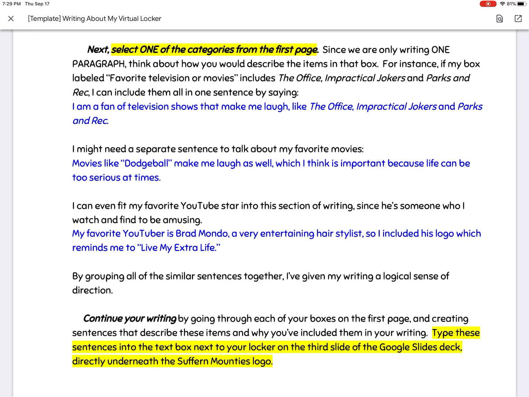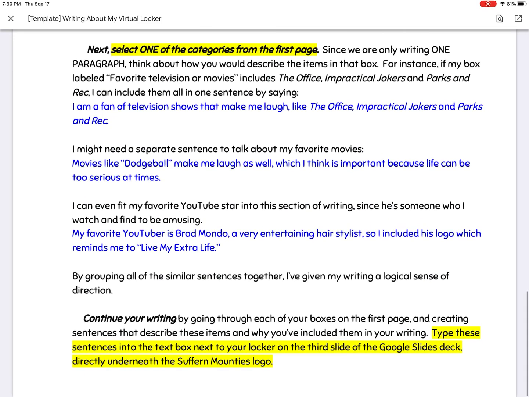So for instance, in my box labeled favorite television or movies, I included the TV shows The Office, Impractical Jokers, and Parks and Rec. And I would love to write a paragraph about each of those things, but that's not appropriate for this assignment. So instead, I've grouped them all together. And the example is in blue on the page. I'm a fan of television shows that make me laugh, like The Office, Impractical Jokers, and Parks and Rec. So that shows that I enjoy laughing. And so that teaches somebody a little something about me, not just what I like, but what it is that I get from the things that I like.